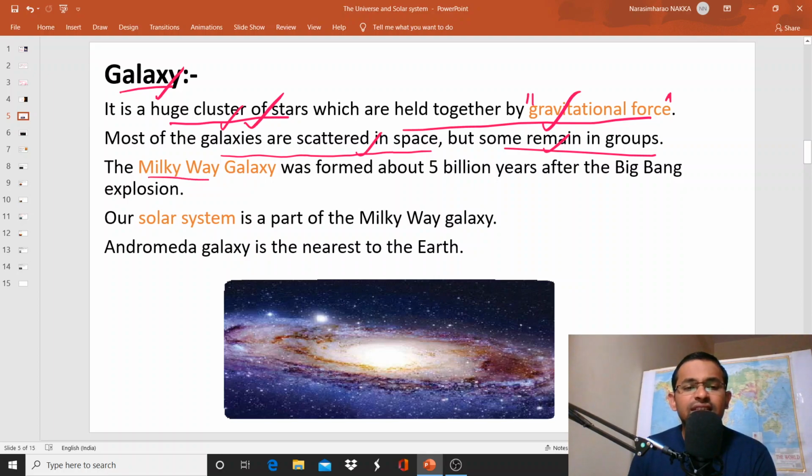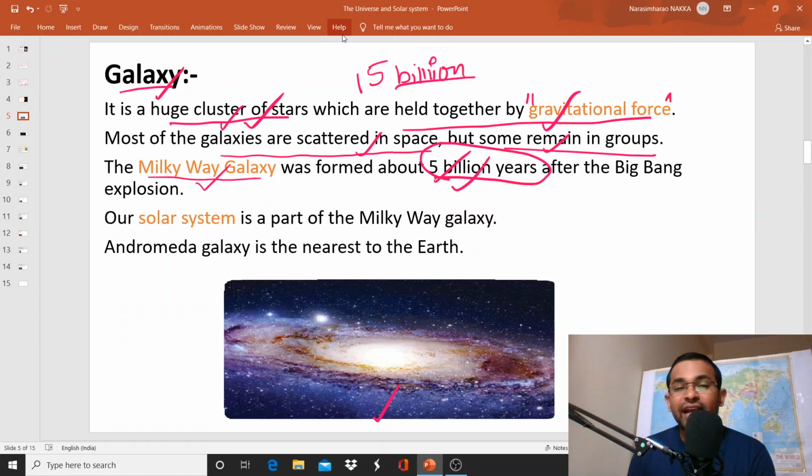Our galaxy is the Milky Way galaxy. Of course, it was formed about 5 billion years ago. And what is the age of the universe? The age of the universe is approximately 15 billion years. And what is the age of our galaxy? 5 billion years. That means our galaxy was formed almost after 10 billion years from the formation of the universe. And of course, our solar system is part of the Milky Way galaxy.